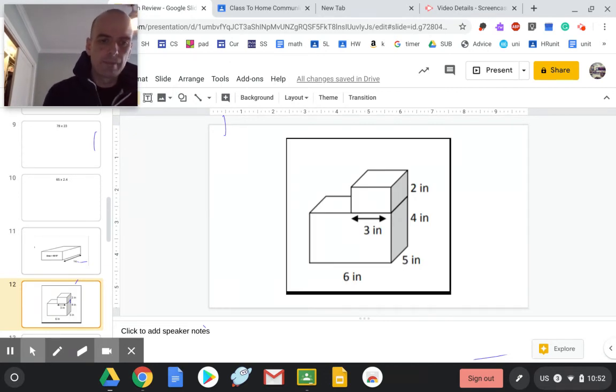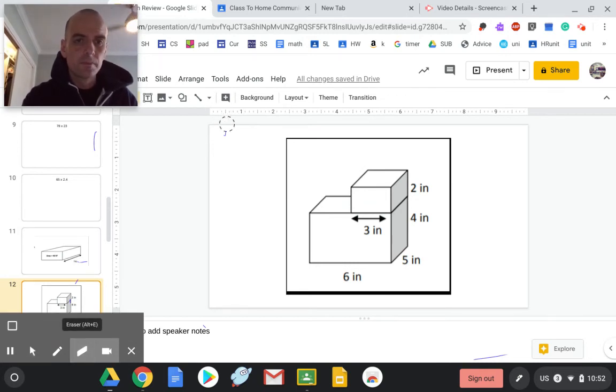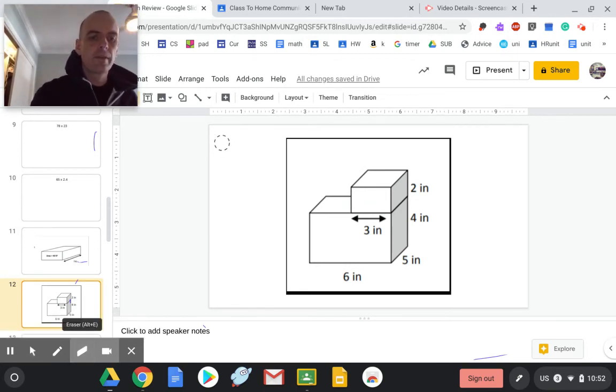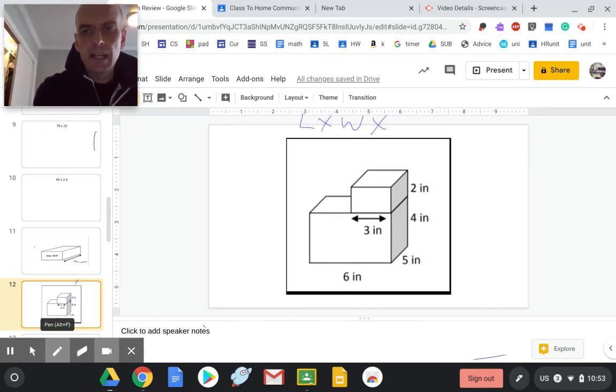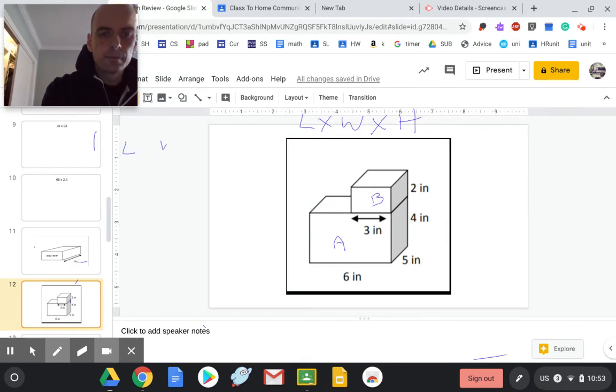Big day today. Okay, so for this one, we have to remember that volume is length times width times height. But now we have two shapes. So we're going to do a shape A and a shape B. And you have to find the length, the width, and the height of both A and B. So we'll do B over here, we'll do A over here.